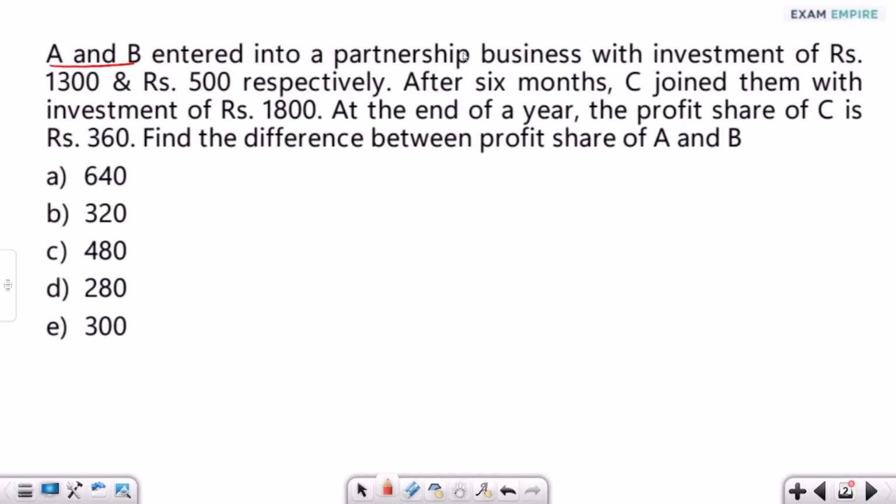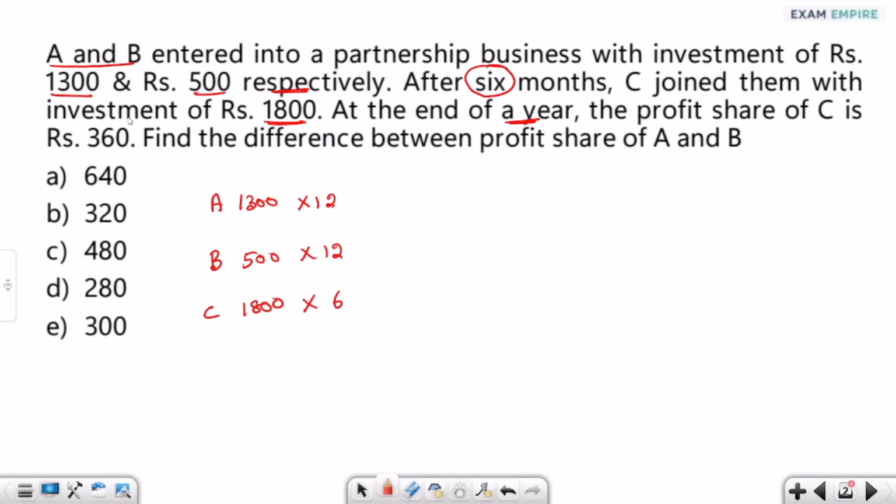A and B entered into a partnership business with investments of rupees 1300 and rupees 500 respectively. After 6 months, C joined them with an investment of 1800. At the end of the year, that means they are investing for 1 year, which is 12 months. So C joined after 6 months, and C will be investing for the remaining 6 months.